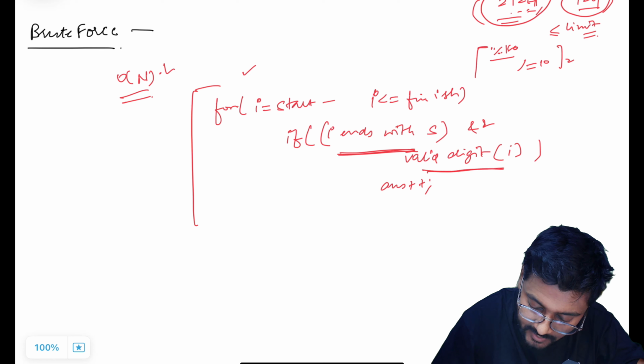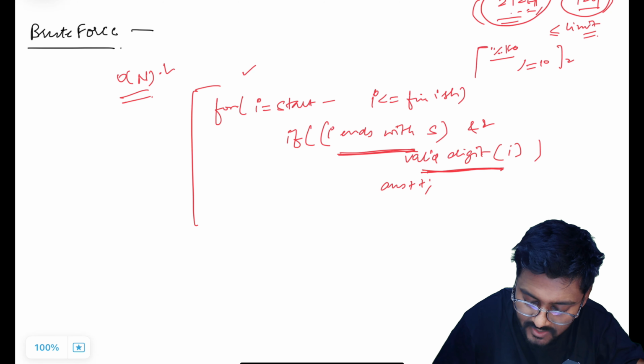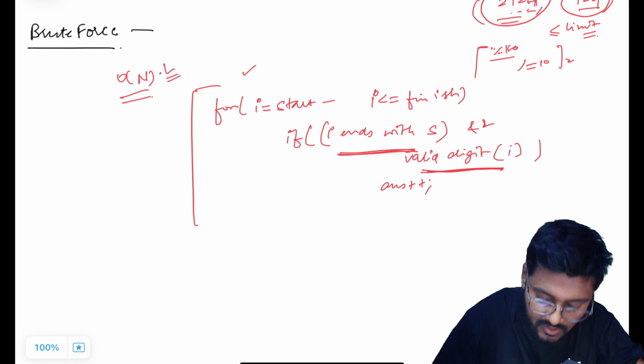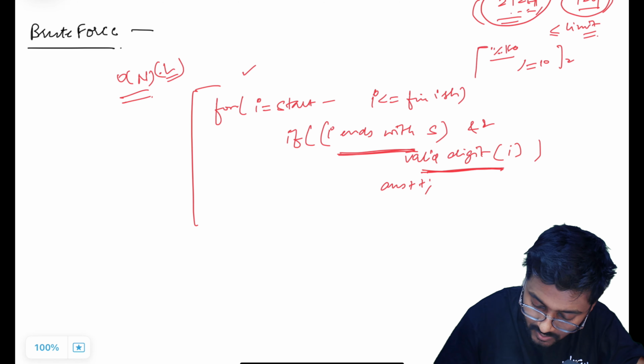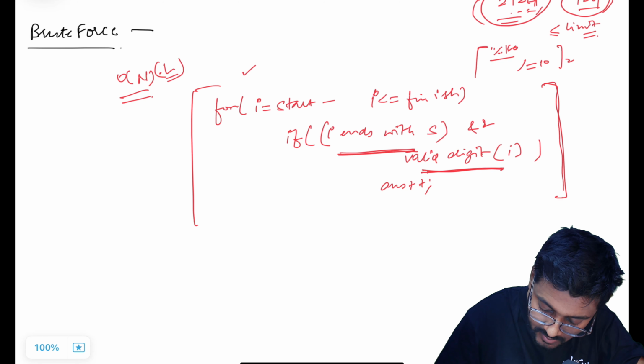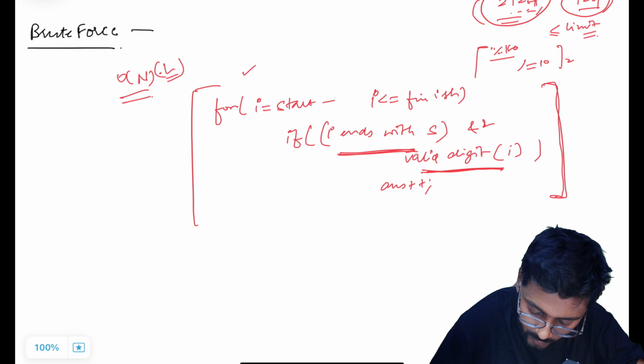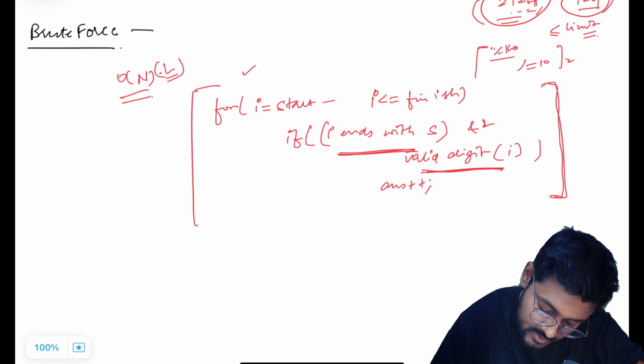And what about the validity? Validity is the same thing, validity n ends with n. So let's say this is covered in this L. L is the length of that current number. So here this is the case. And how we can improve it?